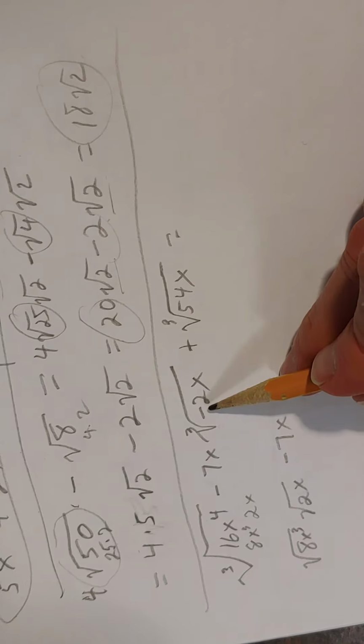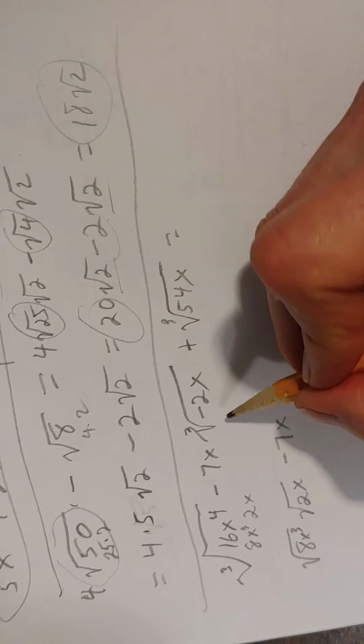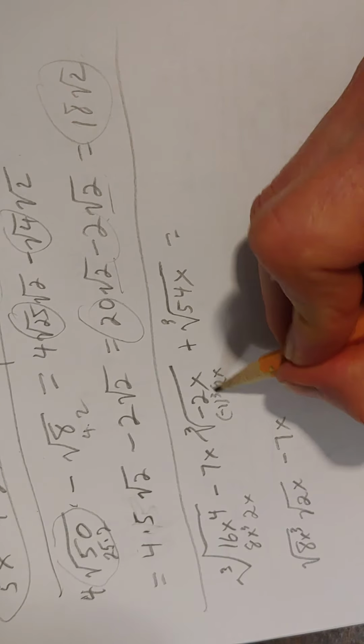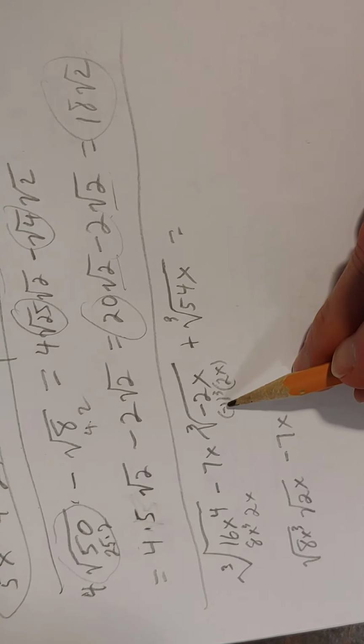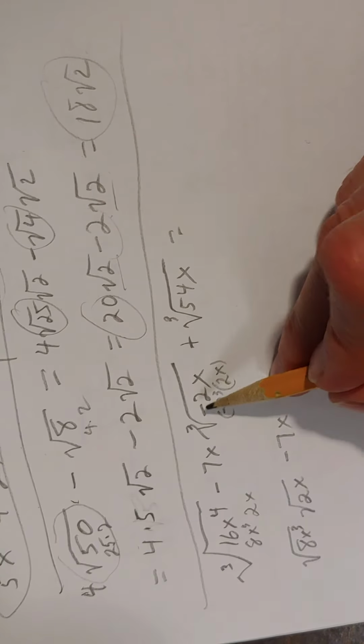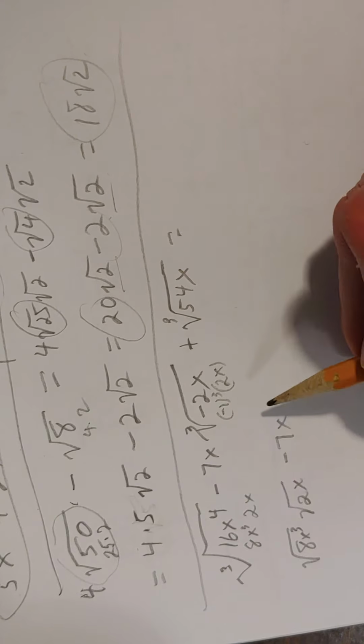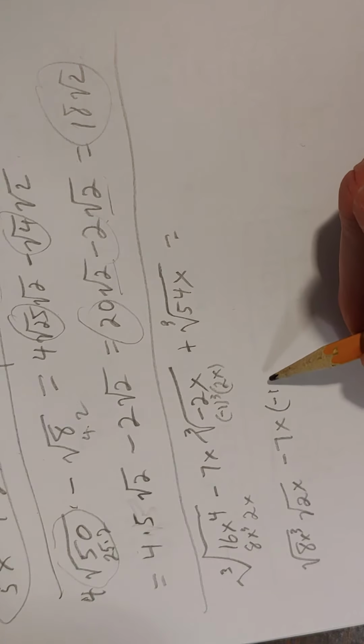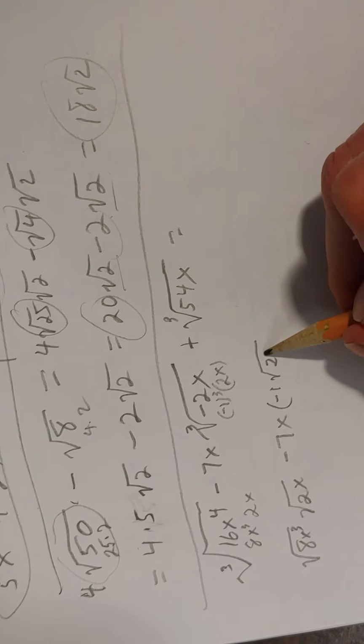Now there's a negative under there, and this is really negative 1 cubed times 2x. So you can think of it as the cube root of negative 1 cubed, which is just negative 1. In other words, you can just pull that negative out of there. It's just like negative 1 times the cube root of 2x.